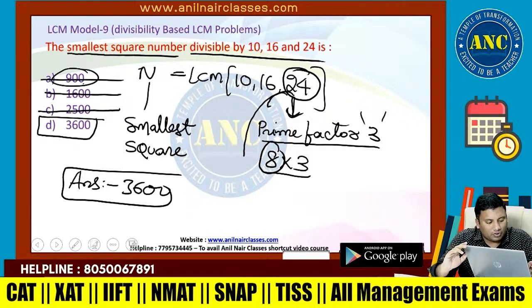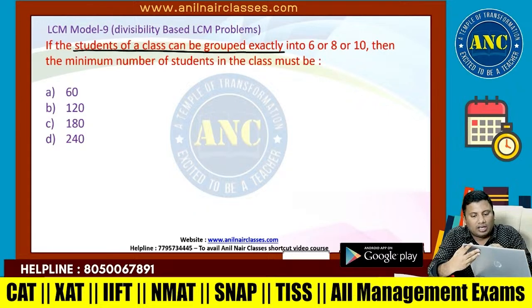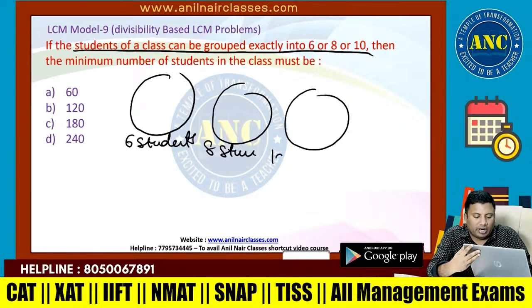Third question. If the students of a class can be grouped exactly into 6, there can be 6 students in a group. There can be 8 students in a group. There can be 10 students in a group.